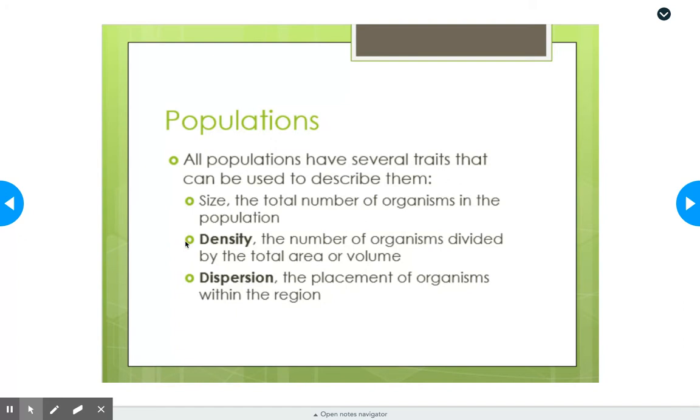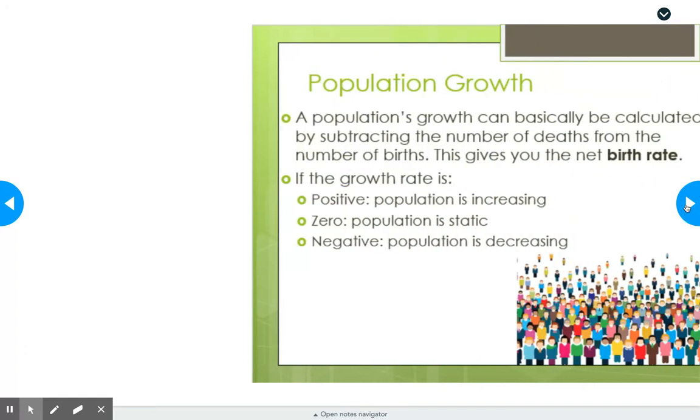For example, New York City has a very high population density because it's not a ton of space. It's not the biggest city ever, but there are a ton of people that live here. And so if we take the number of organisms or people and divide it by the total area, it's a pretty big number. And then dispersion, which is the placement of organisms within the region. So trying to figure out within one geographic location, where do the different organisms live?